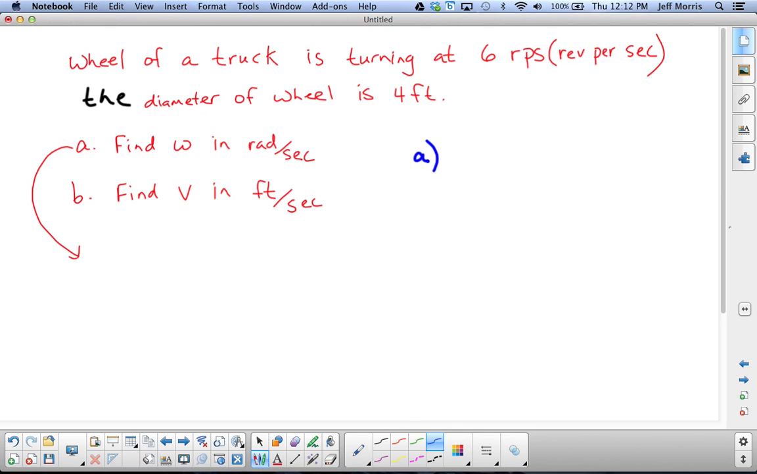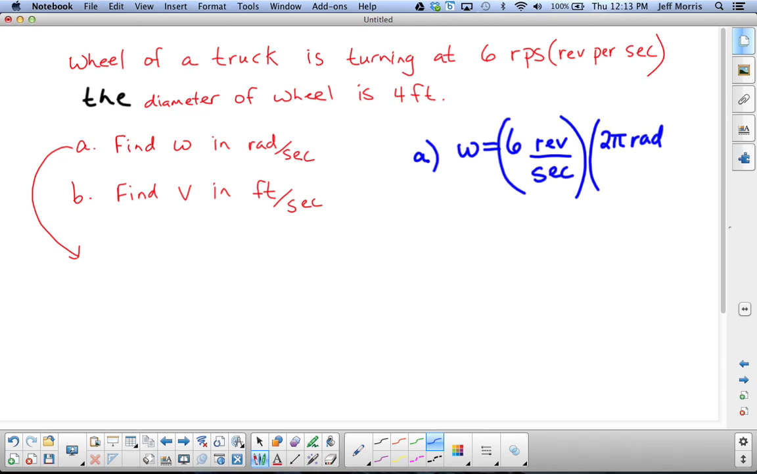All right, part A. I want to find omega. We already know what omega is. What is omega? 6 revs per second. So all we're doing to this one is conversions. So what do we want to do to convert 6 revs per second into what they want, radians per second? You could just do 2 pi rad over 1 rev.